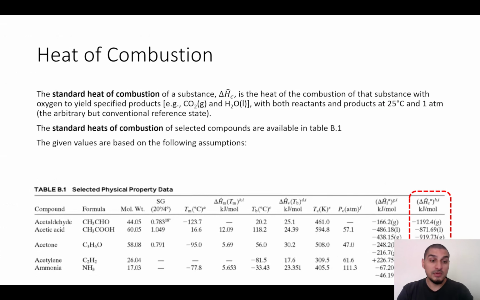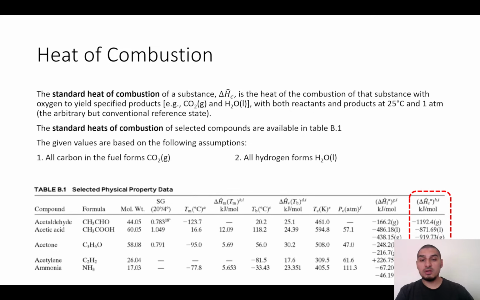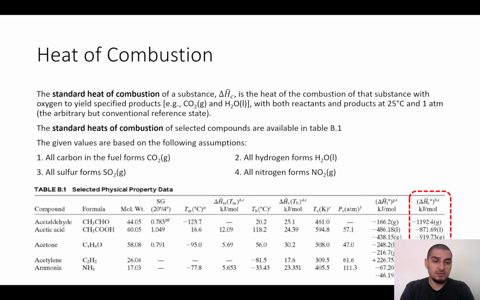These values are calculated or tabulated based on some assumptions. First, that all carbon is converted into carbon dioxide, so it's complete combustion, not incomplete, and that all hydrogen is converted into liquid water. And this is important. This is liquid water, not water vapor. And this is liquid water because at the standard conditions of temperature and pressure, 25 Celsius and 1 atmosphere, water is liquid. So this is what we get out of the combustion at the standard conditions. All the sulfur is converted into sulfur dioxide, and all the nitrogen is converted into nitrogen dioxide. So these are the assumptions that we have.